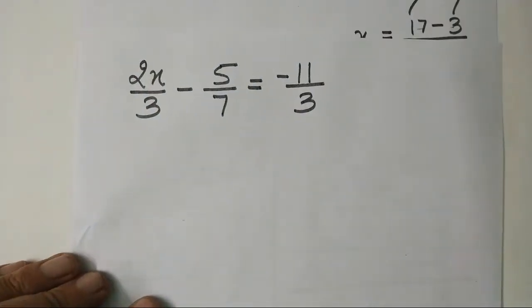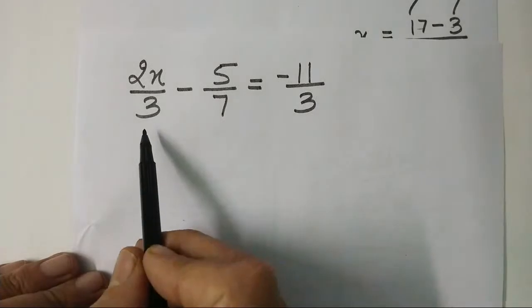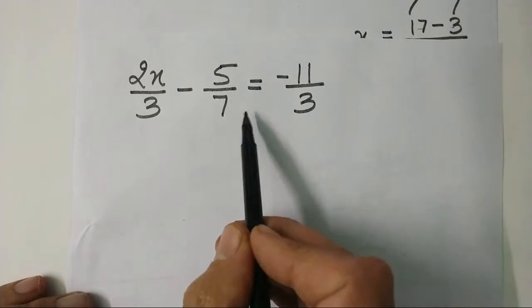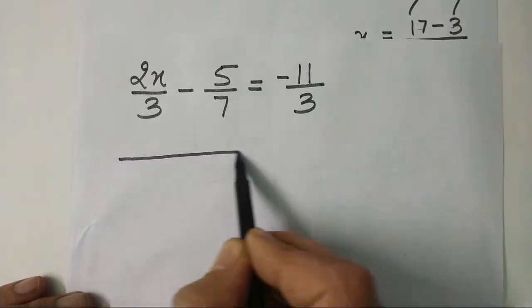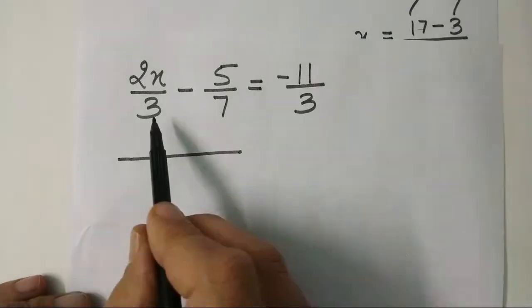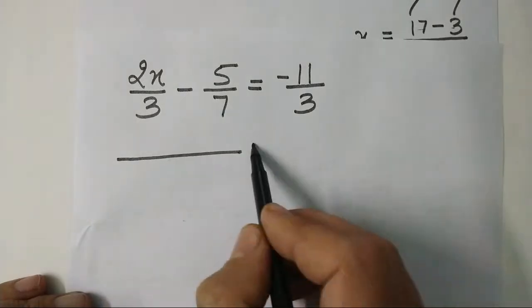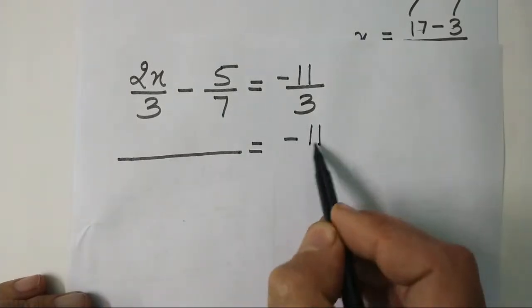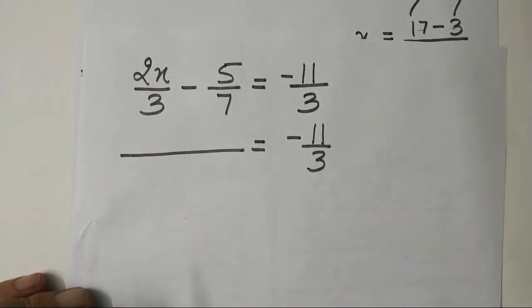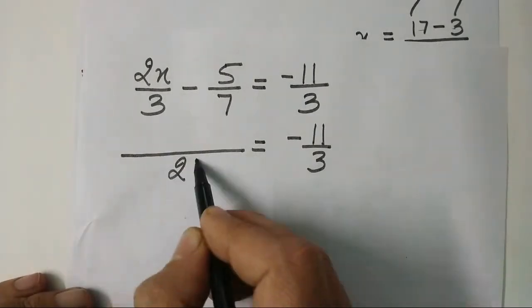So here, same thing, you can take the LCM of the left side. The LCM of the left side is, if you want, you can type what is the LCM. The LCM of 7 and 3 is, and is equal to minus 11 upon 3. So here I am solving the left hand side by taking the LCM. 21.